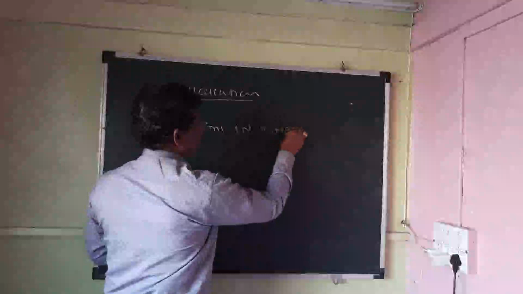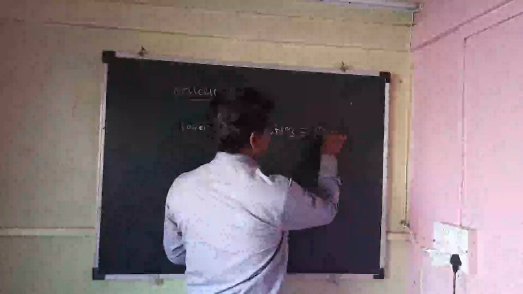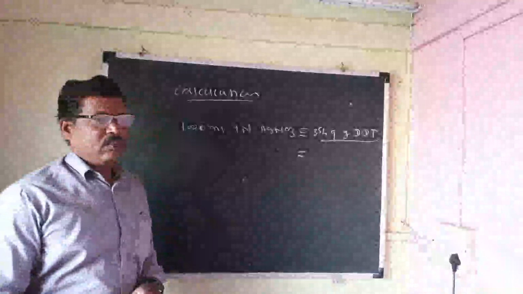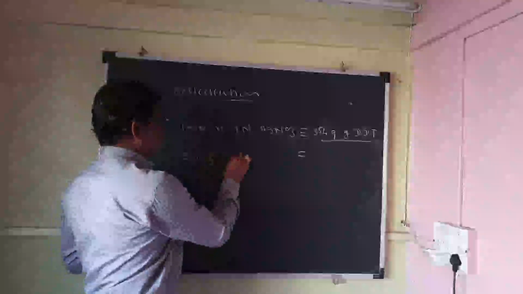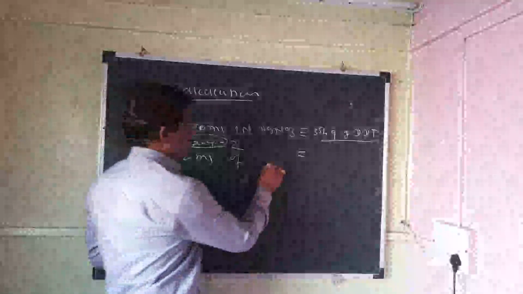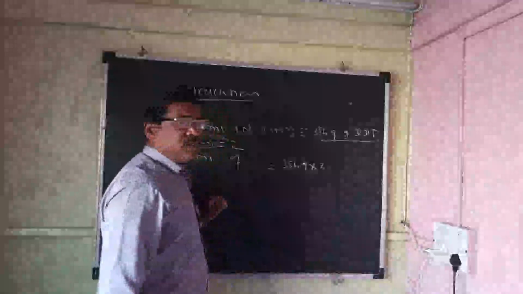The calculation: 1000 ml of one normal silver nitrate, AgNO3, is equivalent to 34.9 gram of DDT. So Z ml, where Z equals X minus Y, the blank titration difference, of the normal solution corresponds to 34.9 into Z into the normality of the silver nitrate solution upon 1000.